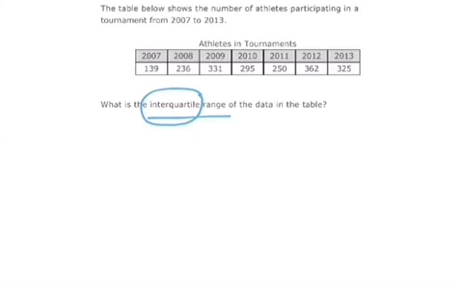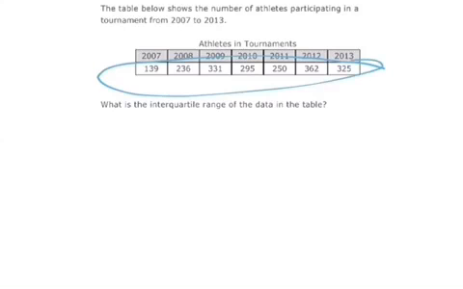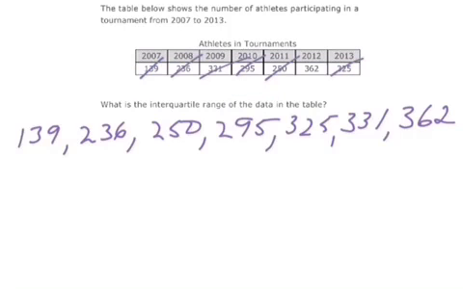Now remember, interquartile range is not the difference between the largest and the smallest. That's just range. Interquartile means we have to look at the middle of the first half of the data and the middle of the second half of data and then find the difference there. The first thing we want to do for interquartile range is take these numbers here and put them in order from least to greatest. So I did that real quick right here. I've got them starting from 139 going all the way to 362, and I need to find the interquartile range.